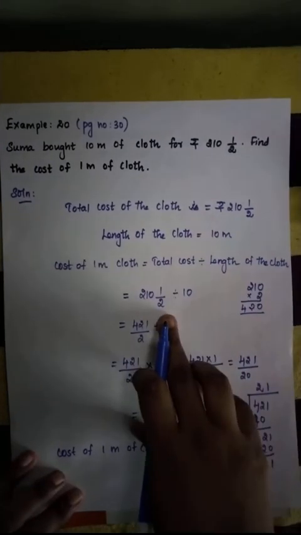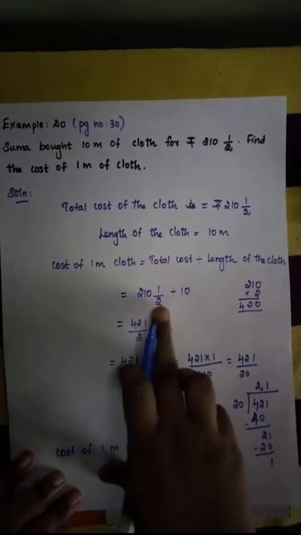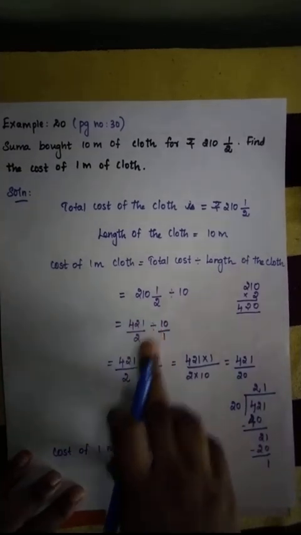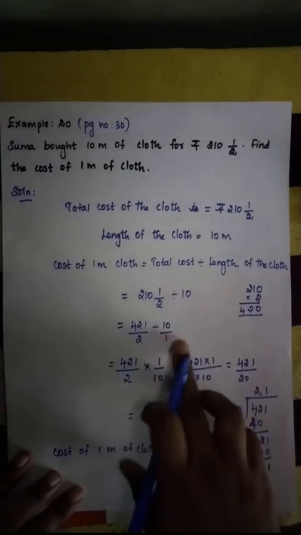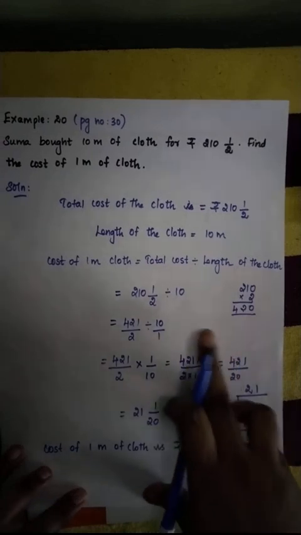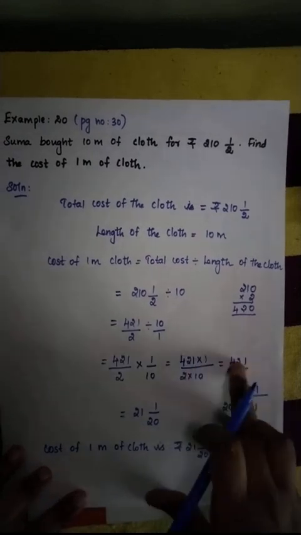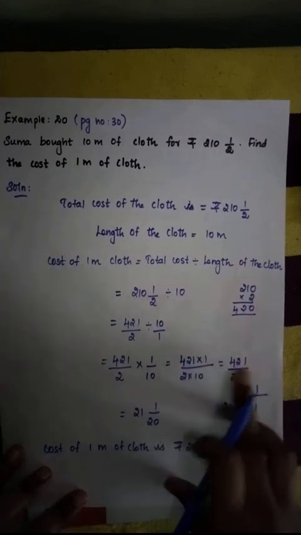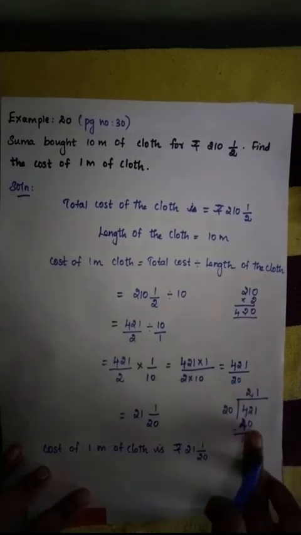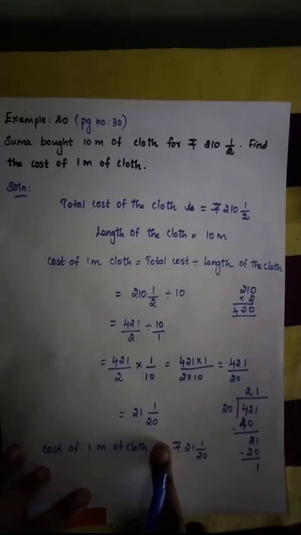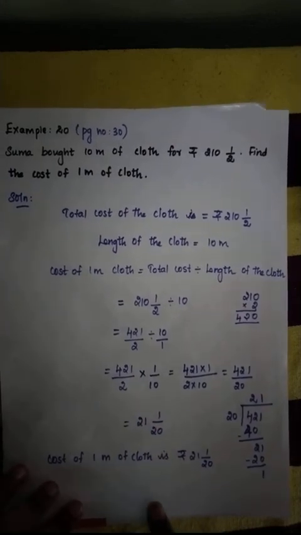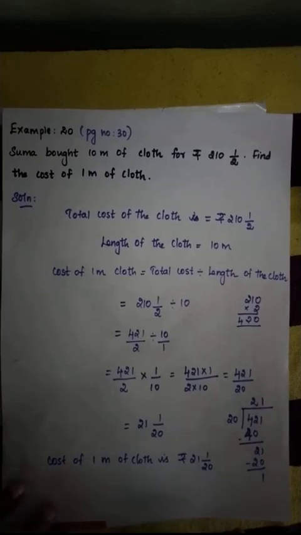210 1/2. When you convert it into an improper fraction, the answer is 421/2. So for 421/2, this division sign changes into a multiplication sign. Then take the reciprocal, that is 1/10. 421 into 1 divided by 2 into 10. Check whether there are any common factors. No common factors, so multiply and write. 421 into 1 is 421, divided by 2 into 10 is 20. Now the answer is in the form of an improper fraction. Convert it into a mixed fraction. So our answer is 21 1/20. The cost of 1 meter of cloth is rupees 21 1/20.